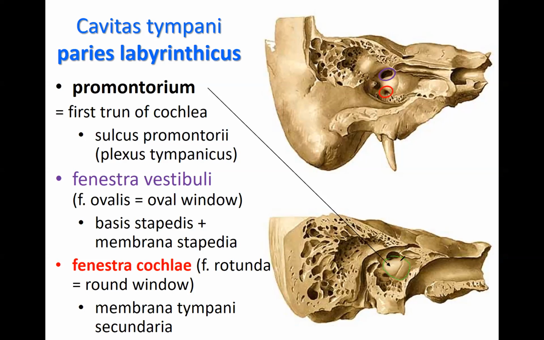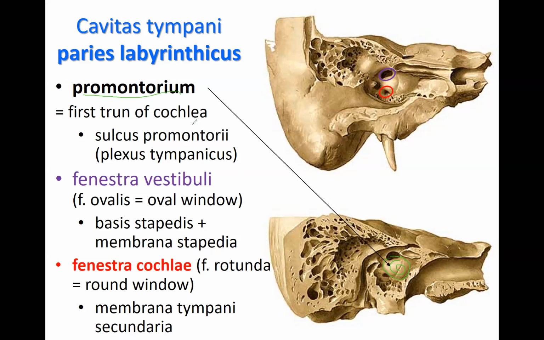Cochlea is a snail-shaped bony structure in the inner ear. And inside the cochlea, we have the organ of hearing, which is called the organ of Corti. The basal turn of it bulges laterally into the middle ear cavity and forms this promontory. Yeah, so that's a promontory. So we have two promontories, one is in the pelvis, the other is here.